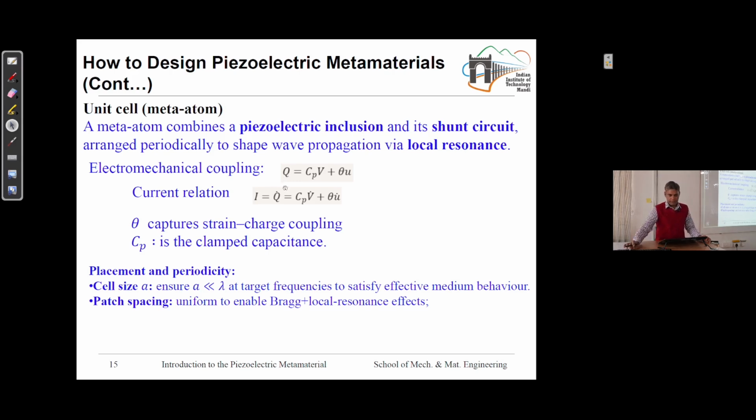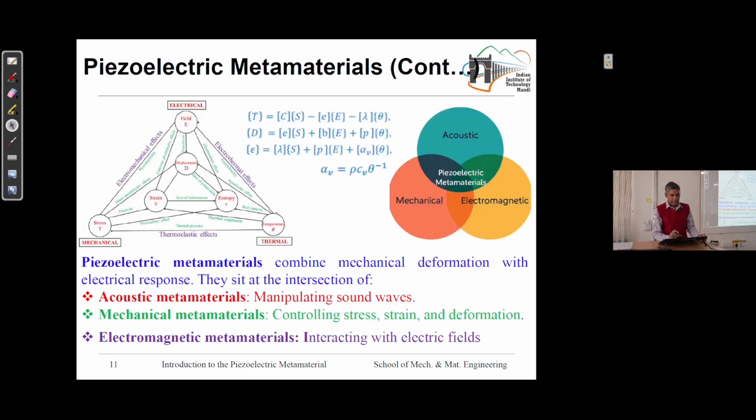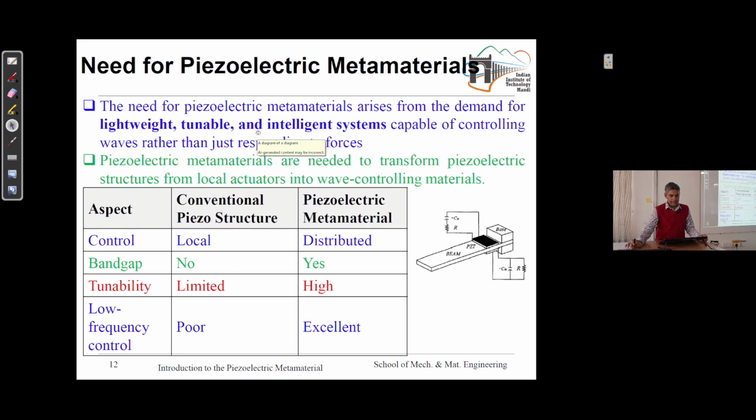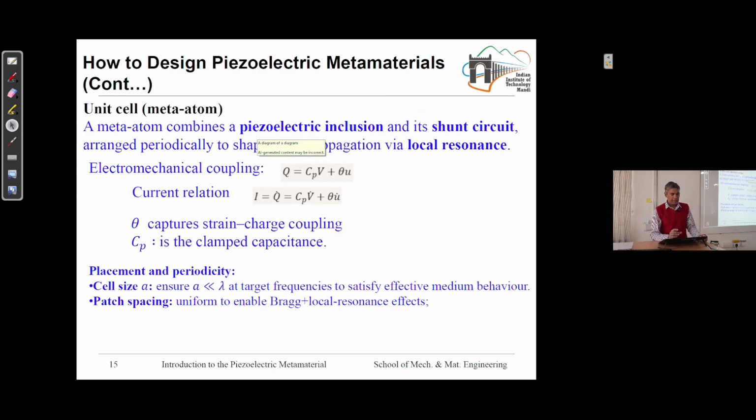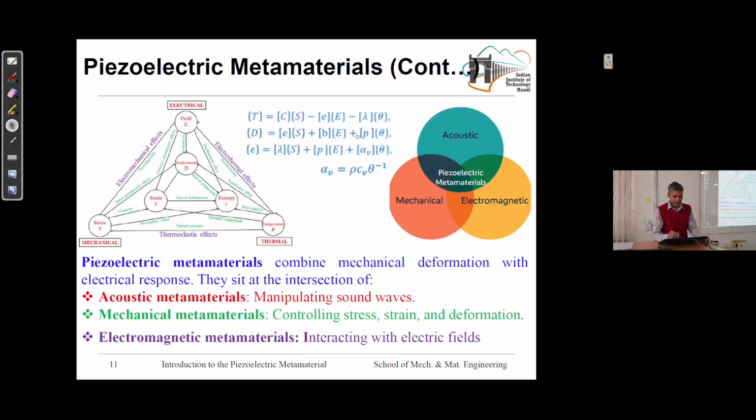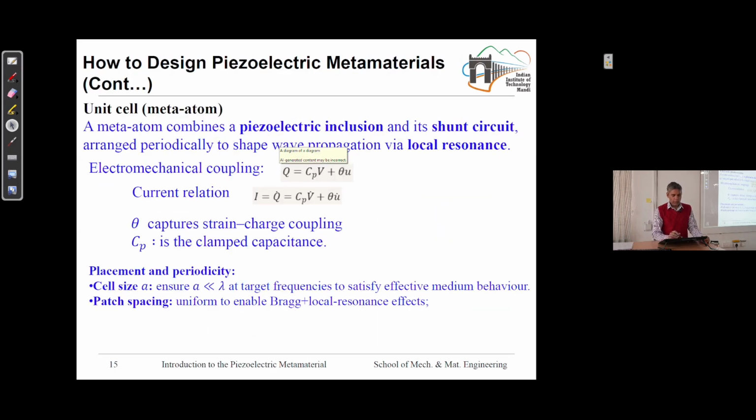So these equations which I have written here are actually for 3D, right? The first equation is the direct piezoelectric equation. It is Q = Cp V + θ U, which is actually for the one dimensional case. So we can convert this second equation into the simplest form for one dimensional.